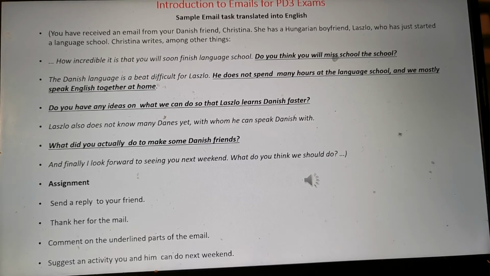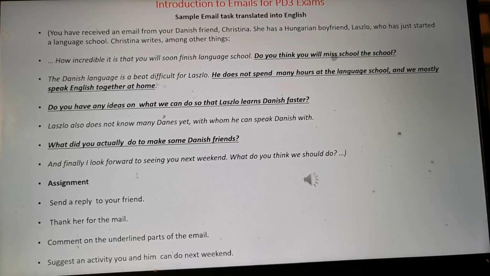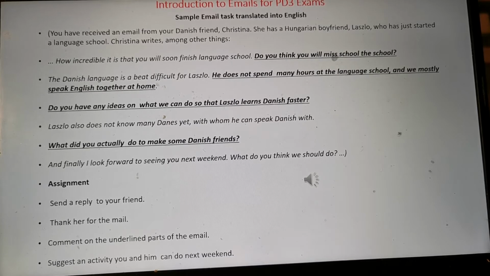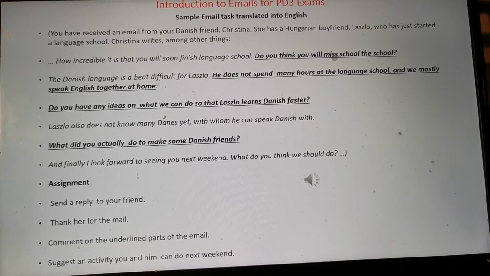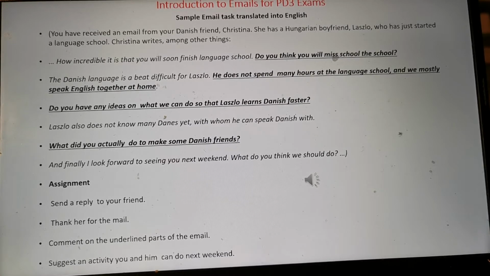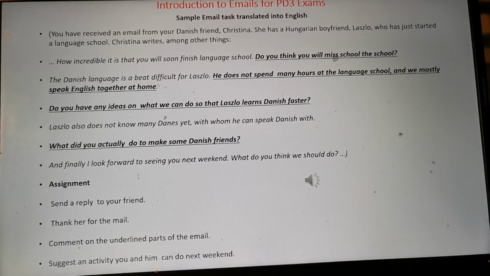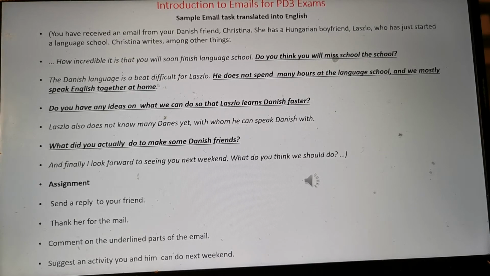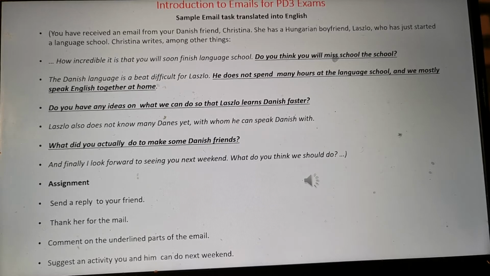The Danish language is a bit difficult for Laszlo. He does not spend many hours at the language school, and we mostly speak English together at home. Do you have any ideas on what we can do so that Laszlo learns Danish faster? Laszlo also does not know many Danes yet with whom he can speak Danish. What did you actually do to make some Danish friends? And finally, I look forward to seeing you next weekend. What do you think we should do?